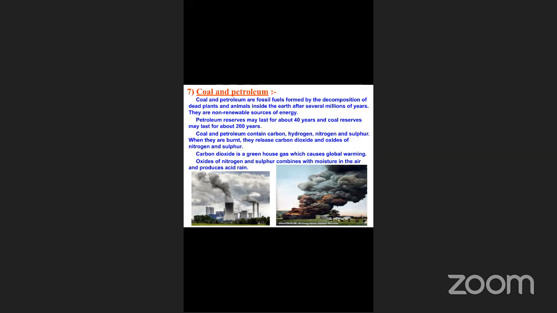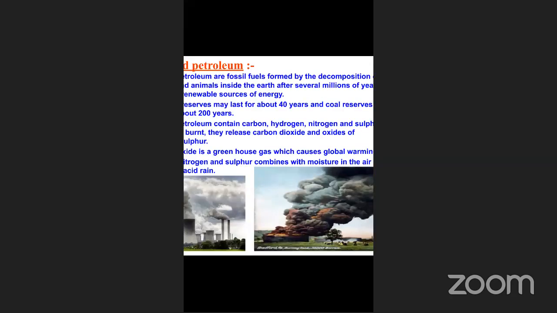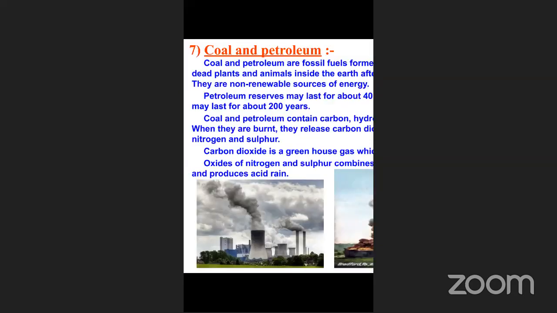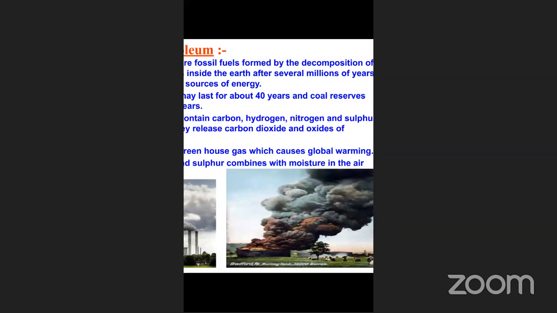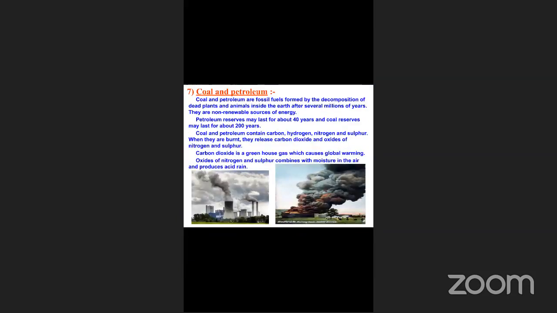Yes, ma'am. Oxides of nitrogen and sulfur combine with moisture in the air and produce the acid rain, which is very harmful. It will destroy the vegetation, plants, animals, and also the monuments like Taj Mahal. You know, Taj Mahal is white in color in Agra. Yes, ma'am. Beautiful, like marble it is.